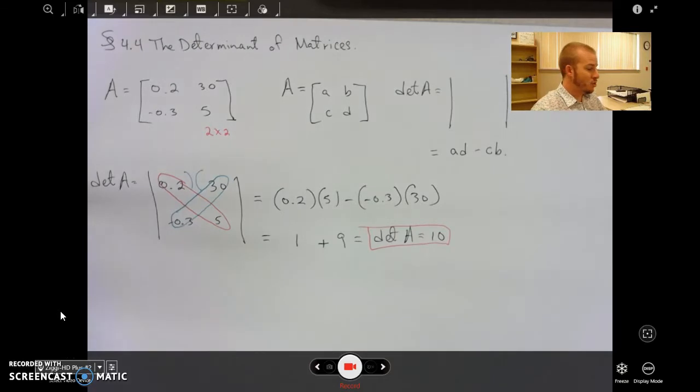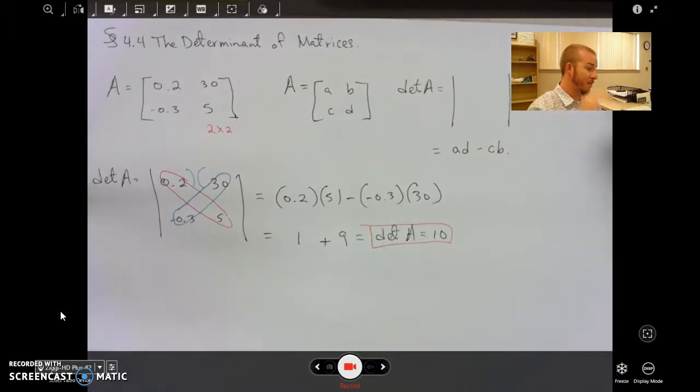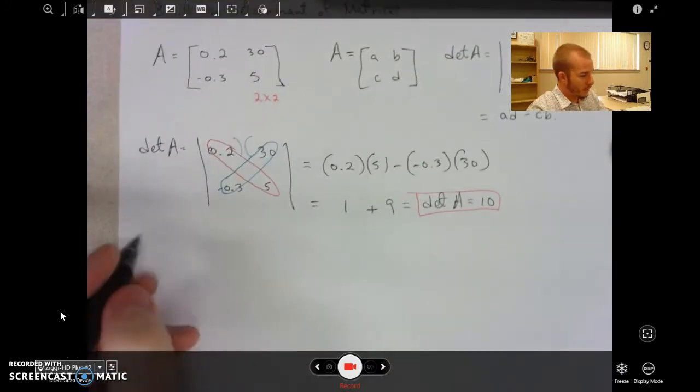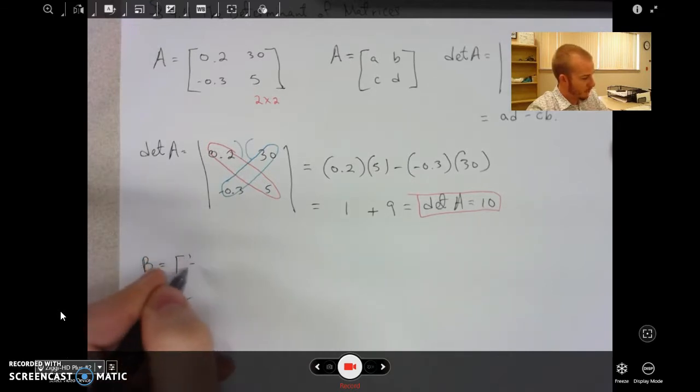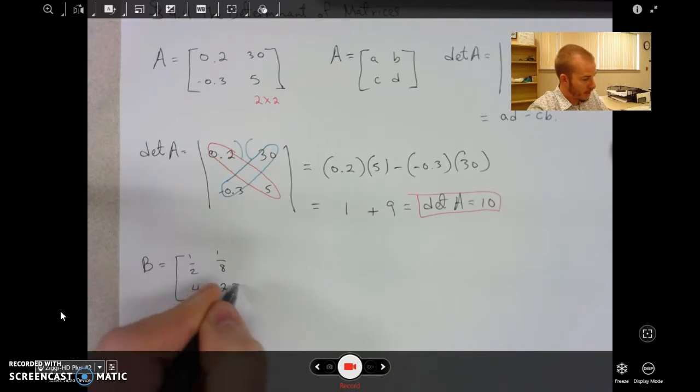So this is true for all 2x2 matrices. This is how you do a 2x2 matrix and its determinant. If you need to double check, go back and rewind and see how we're doing. We're going to do an example right now. I'm going to make up this matrix, matrix B, and we're going to find its determinant. Here's my matrix B. It equals 1/2, 1/8, 4, 2 pi.